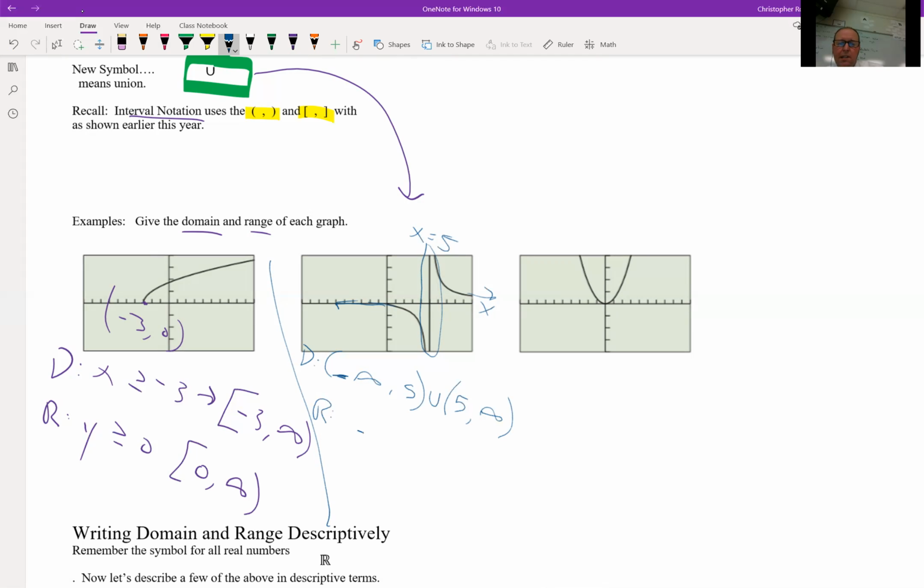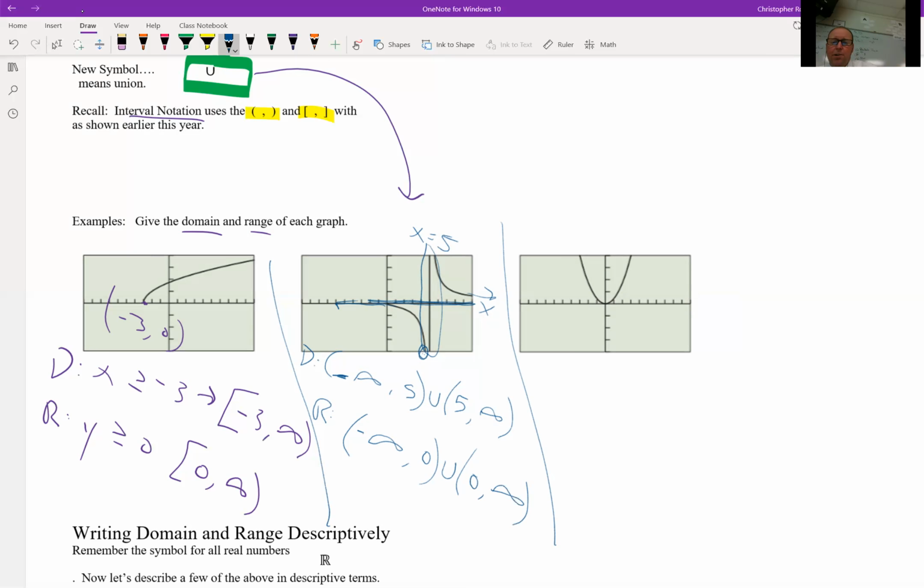For the range, we have the same thing going on. We're going to start at negative infinity, that would be way down below. That's looking at this section down here. We're going to go up to 0, but not include it. We want the union of that with 0, because we do have this horizontal asymptote in here as well, and that's going to go up until we get to infinity. So that's how we're going to use the union between those two things.